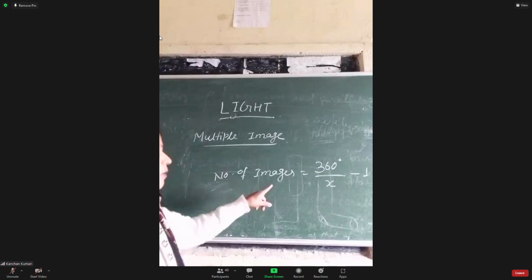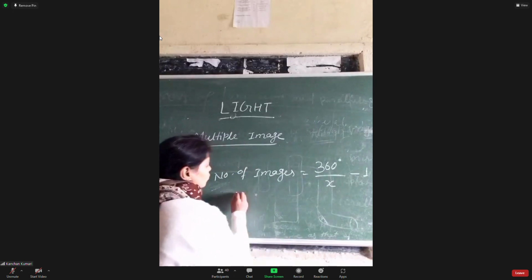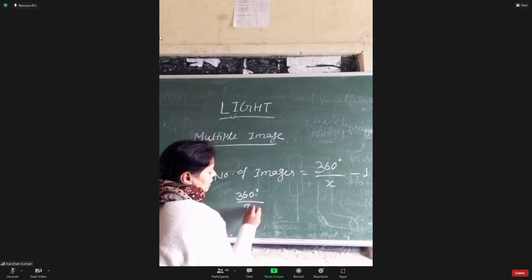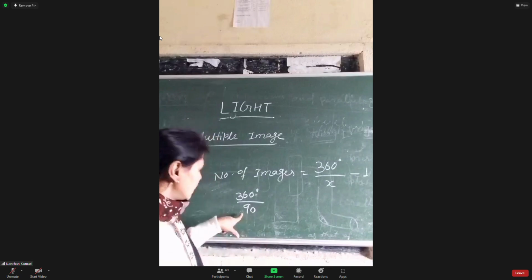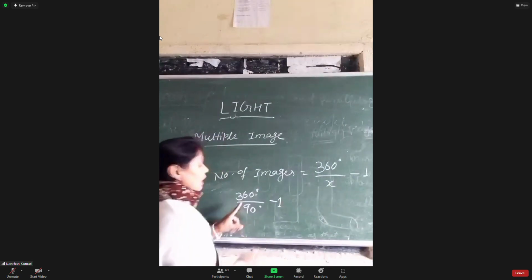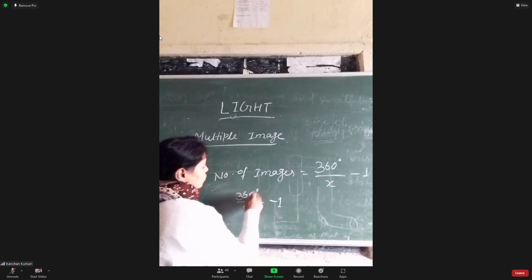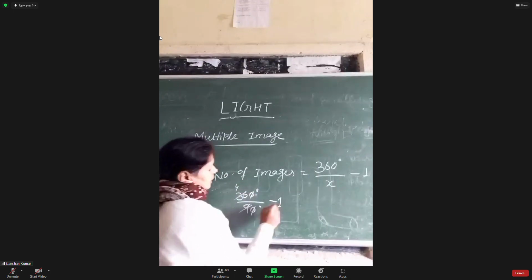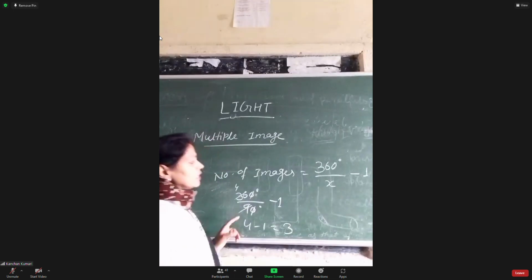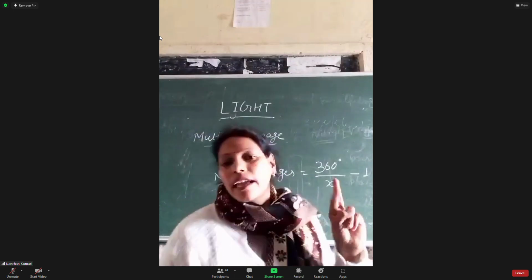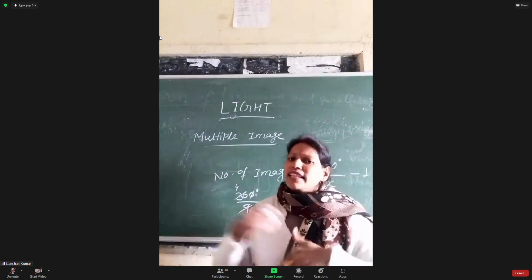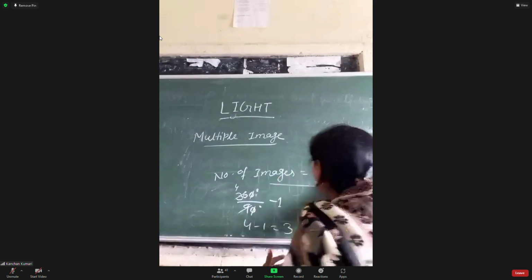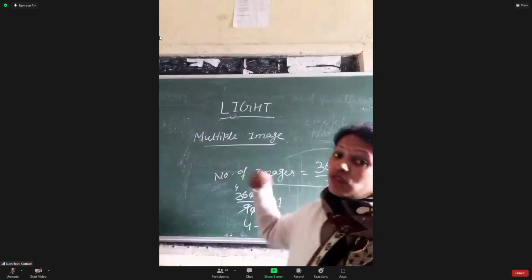Suppose the two plane mirrors are inclined at an angle of 90 degrees. Suppose the value of x is 90 degrees, then what will happen? We will solve how many images will be formed. That is 4 minus 1 is equal to 3. If the two plane mirrors are inclined at an angle of 90 degrees, then 3 images will be formed. Like that the number of images can be calculated. That is the phenomenon of multiple images.